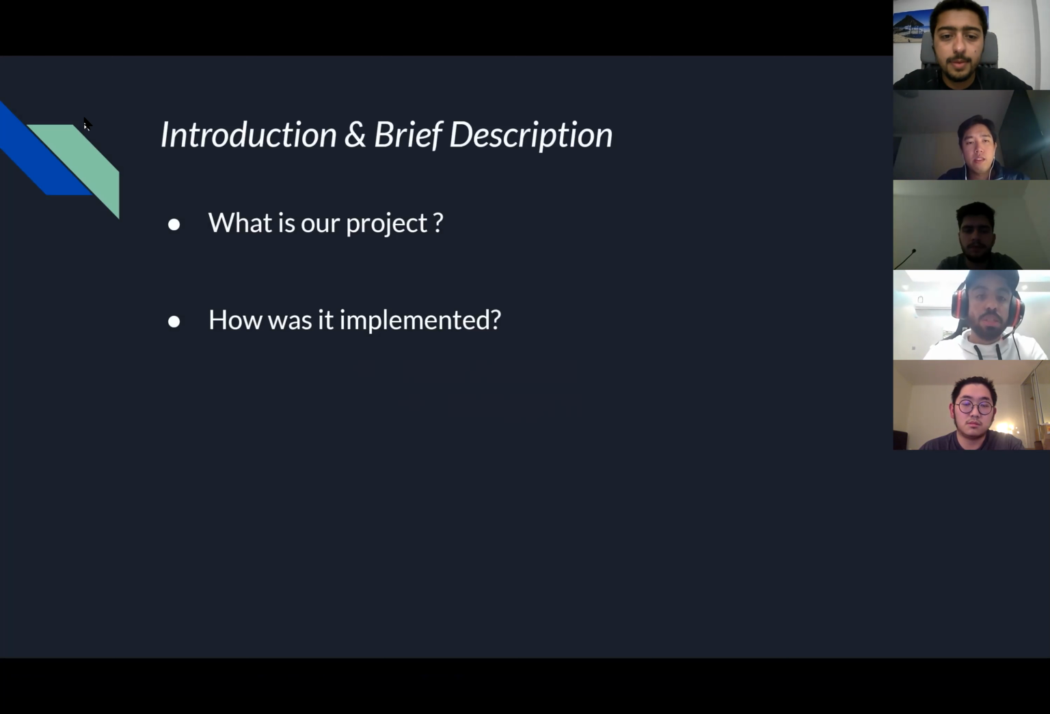So, firstly, what is our project? Our team is working towards a project of creating a digital synthesizer where we can modulate the frequency of the input signal to enjoy different tones, which in our case is the piano tone at the output. So how is it implemented?